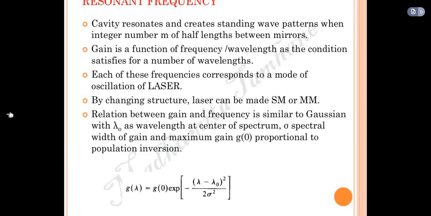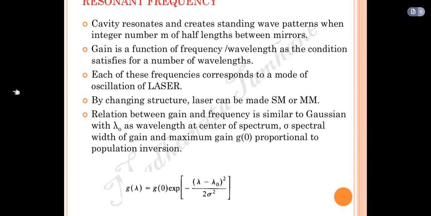Each of these frequency values corresponds to a mode of oscillation for that laser. Whatever frequency we consider, it is going to be used by our laser to get a particular mode of oscillation, right? By changing the structure, the laser can be used in a single mode or in multi-mode. The mode part we have covered in the previous session, and we have seen how it works, in the previous classes.